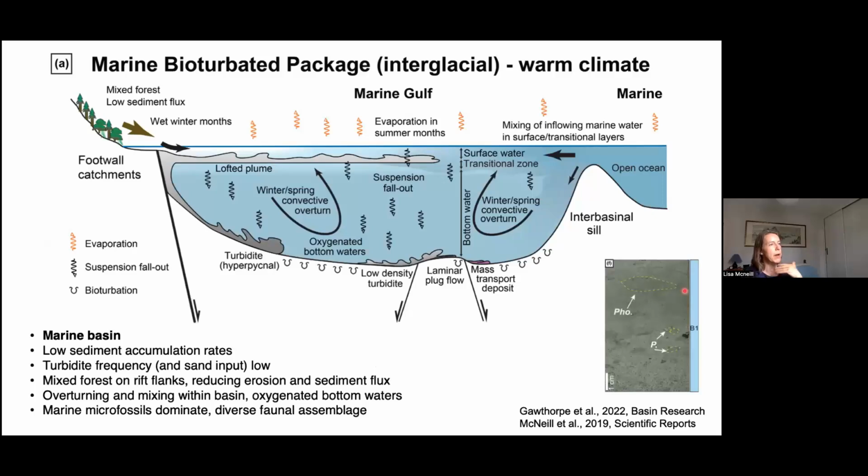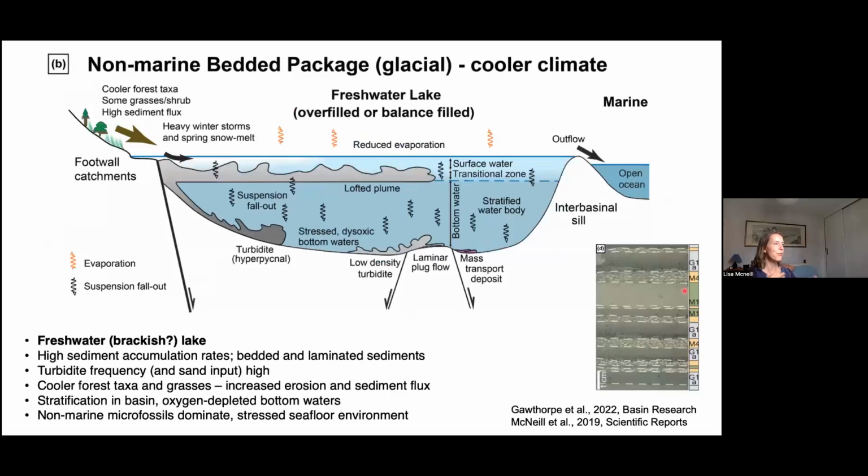So just a little bit more back on the other things that we learn from this sea level interaction. This is a series of slides that should show you how the environment has changed, a proposition of the model of how it's changed from a marine basin where we've got overturning and mixing within the basin and oxygenated bottom waters, as you might expect in an open marine basin. And we've got a diverse faunal assemblage. But then that switches when we go to a more freshwater lake. It's not fully freshwater, but we've got stratification, oxygen depleted bottom waters, and that's causing a stressed seafloor environment.